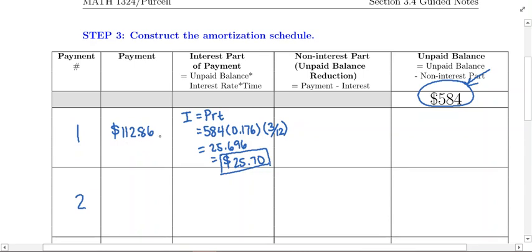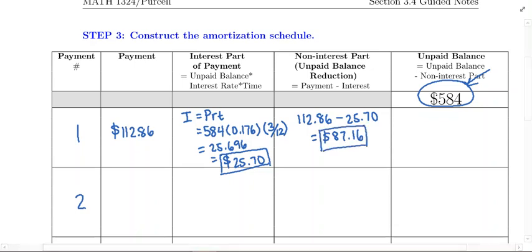The $112.86 immediately has to go towards paying off this interest. So then we have to see how much is left. In this column, we're going to look at the non-interest part of the payment. We paid $112.86. That first has to pay off the interest, which is $25.70, so we subtract that out. If you go to your calculator and subtract that, you get $87.16. This is called the non-interest part of the payment.